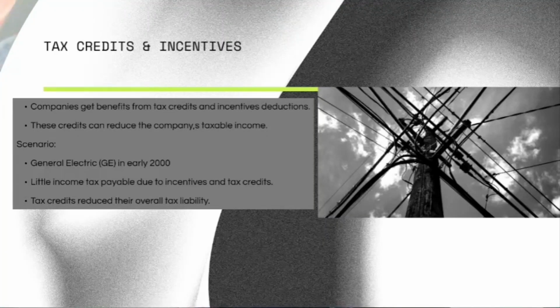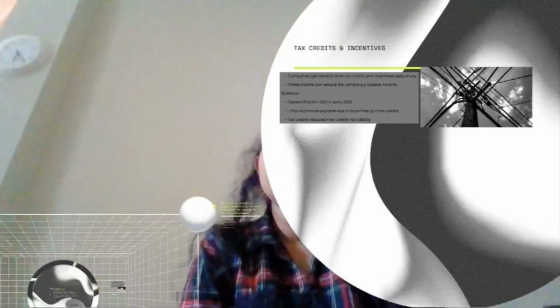Companies can benefit from tax credits, deductions, or incentives provided by the government. These credits can significantly reduce a company's taxable income. As an example, General Electric in early 2000 had little income tax payable due to various tax credits and incentives. Case in point, renewable energy credits and research and development tax credits reduce their overall tax liability.